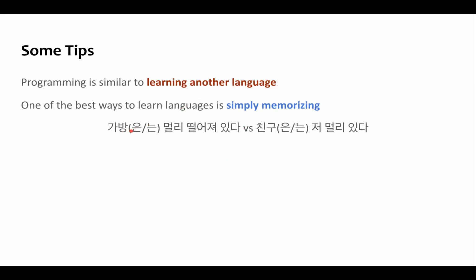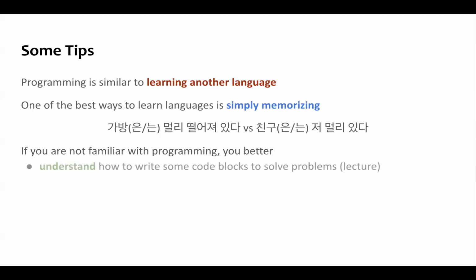So 가방 은호는. Yeah, the correct one is 은. And 친구 은는. Yeah, 는. Do you guys know the rule? When we need to use 은 and 는? So if there is a 받침, then we just use 은. If there is no 받침 here, then we use 는. However, when we use these languages, we don't think about those rules, right? We just memorize them. So if you are not familiar with programming or Python language, you better do this.